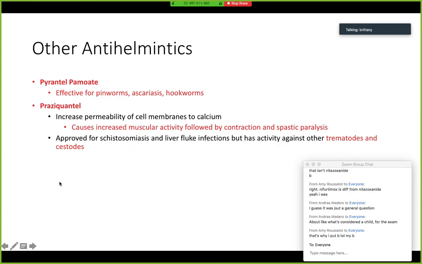Okay. Yeah, so I would just know what these are used for. So pyrantel pamoate for pinworms, and then praziquantel for trematodes and cestodes.